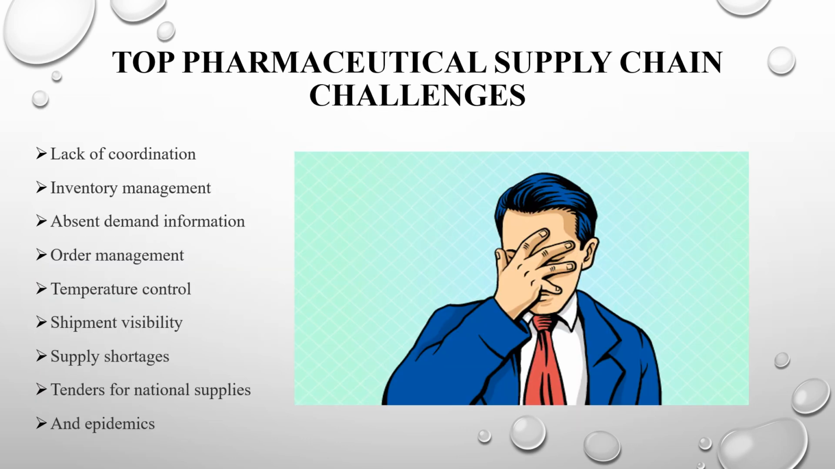Pharmaceutical supply chain challenges. There are huge challenges when you are working on supply chain: lack of coordination, inventory management, absence of demand information, order management, temperature control, shipment visibility, supply shortage, tender for national supplies, and epidemics overall. As we are talking about COVID, it's an epidemic condition, so you need to manage demand for the public. Like in a pandemic, demand will increase.